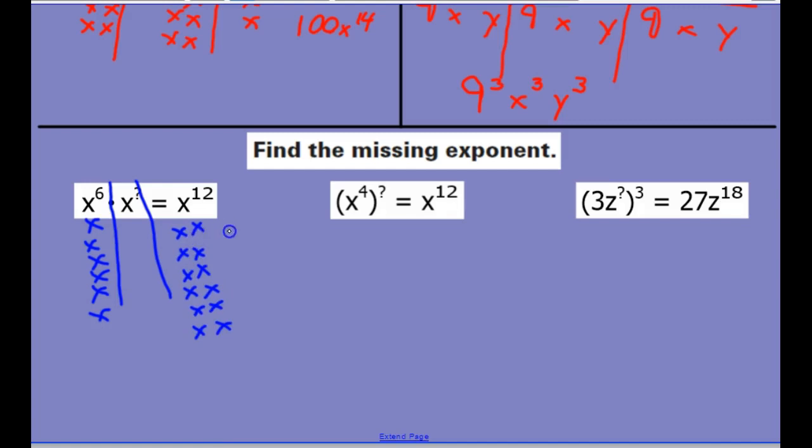Now, to find out how many we have in the middle, we're just going to subtract them. So I'm going to take 2 away from here, 2 away from here, 2 here, 2 here, 2 here, and 2 here. What we're left with then is 6 x's, so we know that this has to be 6. So the question mark has to equal 6.